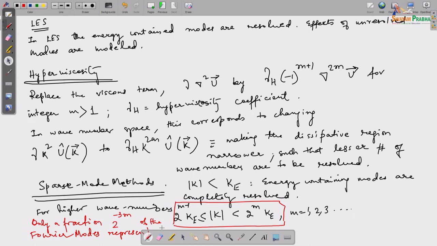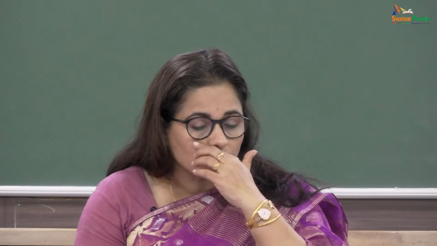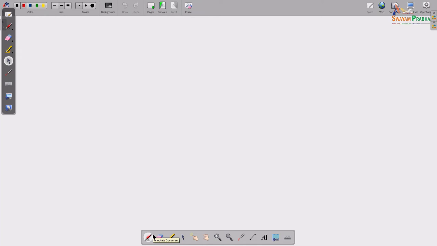So we have a DNS, and we are trying to see how we can decrease the computational cost of the DNS. We've come up with several methods: one is the low wave number forcing, the other is of course the LES, then hyperviscosity, and then sparse mode methods. However, we will need to write a note saying that all these methods have substantial deviations from the Navier-Stokes equations, so they are nowhere near a direct numerical simulation of the turbulence, and it's only a model.